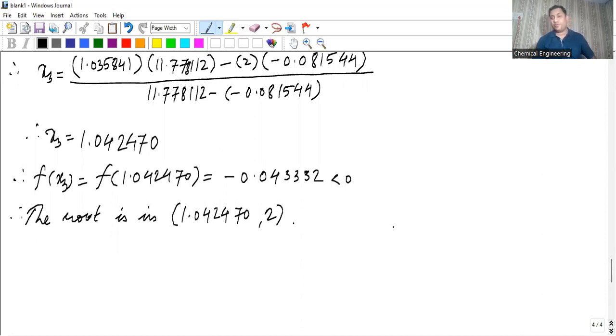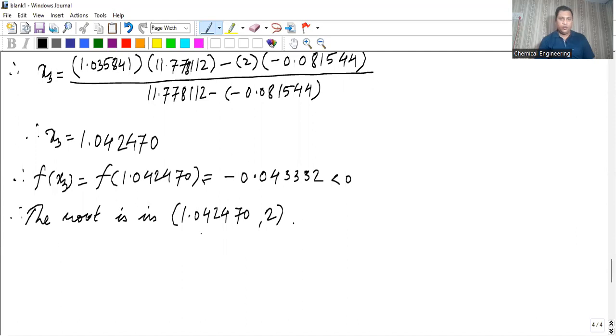So is this statement okay? See, this value is closer to 0 as compared to the previous value. The previous value was 0.08, and now the value is 0.04. So 0.04 is closer to 0 as compared to 0.08. So we have to update the value of A.